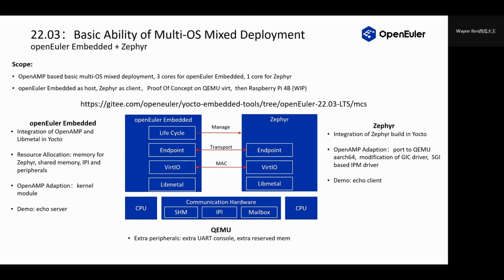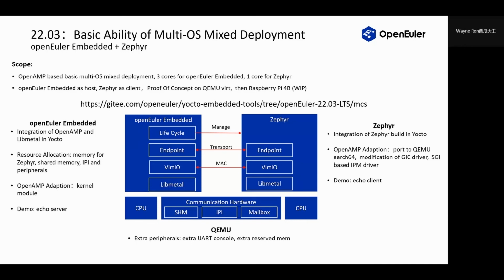Our work consists of 3 parts. In openEuler embedded, we did the integration of OpenAMP and libmetal in Yocto. Static resource allocation, such as memory for Zephyr, shared memory for communication, interprocessor interrupt, and peripherals. We implement a shim of kernel module and the user space part according to the UIO framework in Linux, and an Echo server demo.